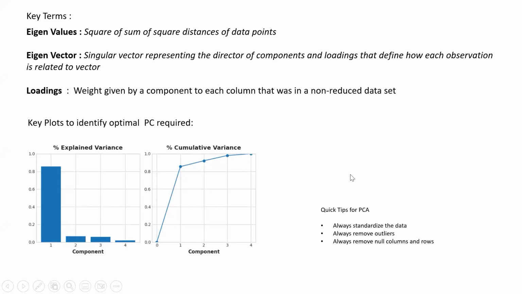A few quick tips around PCA. You always have to standardize your data. There cannot be any null values across columns or rows when you're running this exercise. And there has to be no outlier, because your component could be biased toward one of the data points that is skewing your data. So that is something that you always need to take care of while running this exercise.